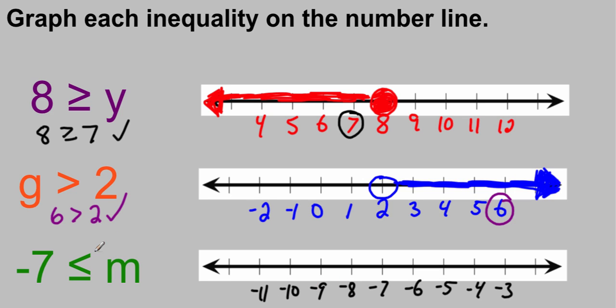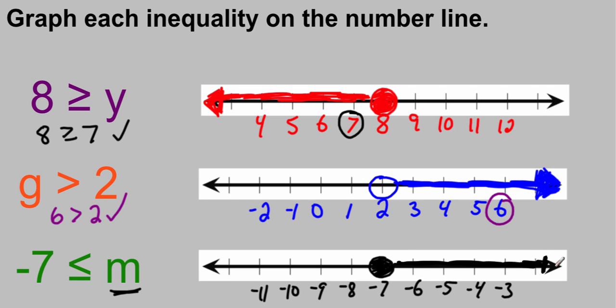And then it's less than or equal to, so I want a closed circle because I'm okay with it being equal to -7. And then here's the million-dollar question. Which side am I going to shade in? So this is where you say it to yourself, because when the variable's over on the right-hand side, it can often be tricky to do. But -7 is less than or equal to m. So if -7 is less than m, that means m is greater than -7. So I want numbers that are greater than -7.